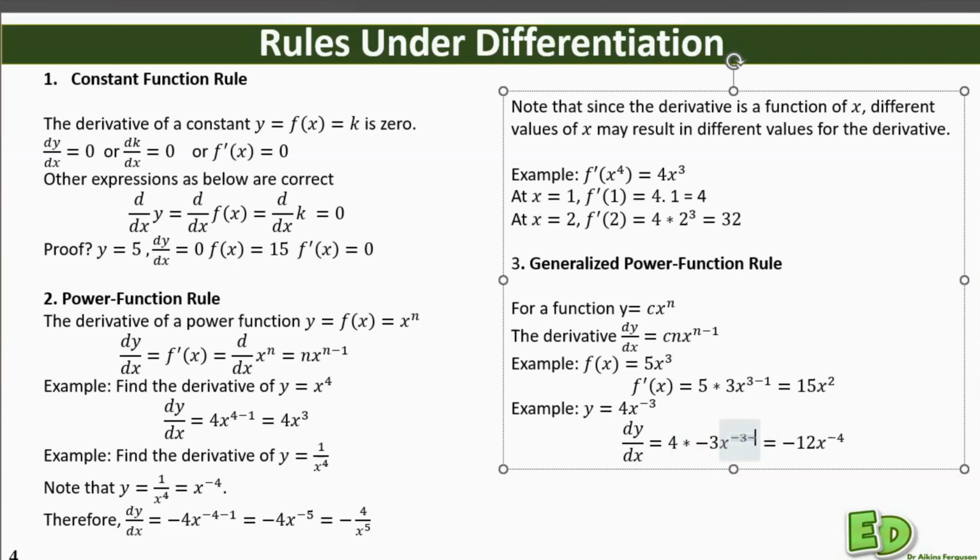Negative 3 already. So it will be 4 times negative 3, x to the power, right? We'll say x to the power negative 3 minus 1. So 4, the coefficient, by the power, x to the same power, negative 3 minus 1. Negative 3 times 4 gives us minus 12. That is minus 12x to the power negative 4. And that is negative 3 minus 1. That will give us what? Negative 4, right?